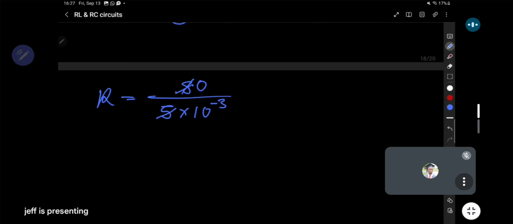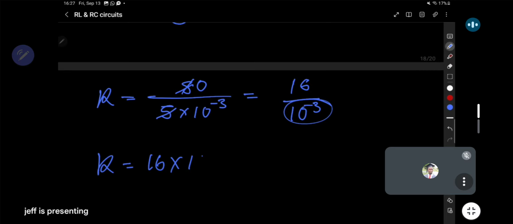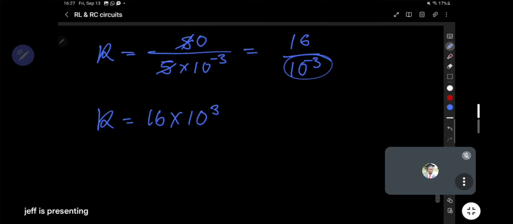5 will go once into 8, leaving a 3, and into 30, it will go 6 times. So we have 36 there, is it? Where did I get that 3, the first 3? So it will go once, leaving a 3, and into 30, it will go 6 times. So we now have 16 over 10 to the minus 3. When the 10 to the minus 3 goes up, the negative becomes a positive this time. So this is what we have.